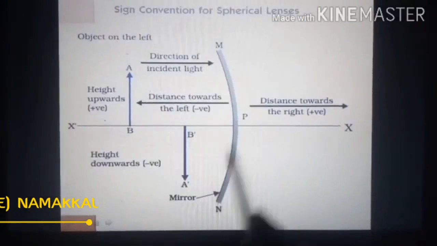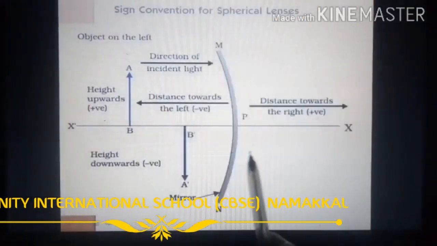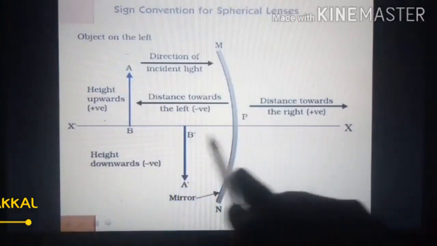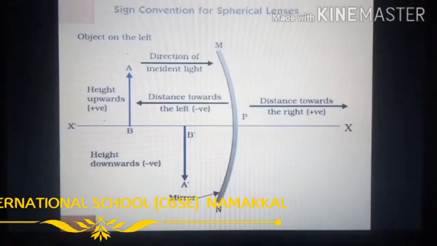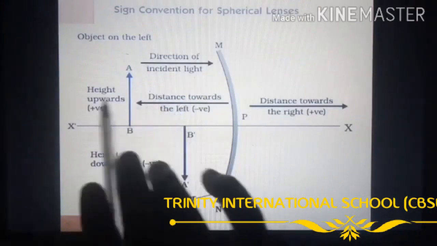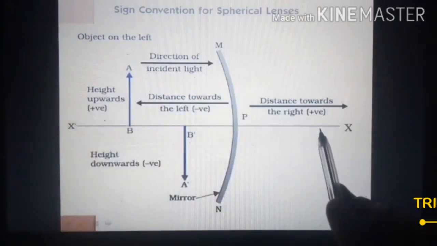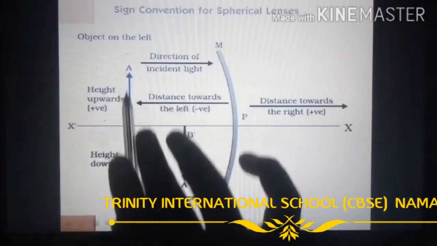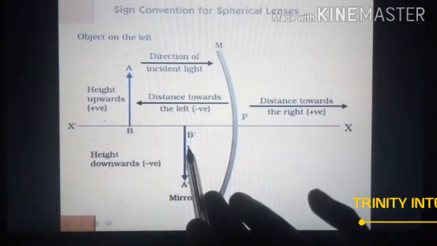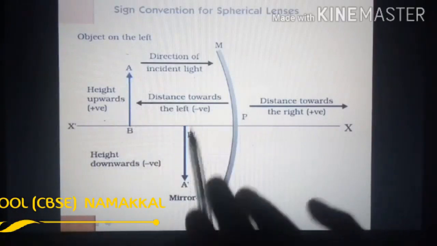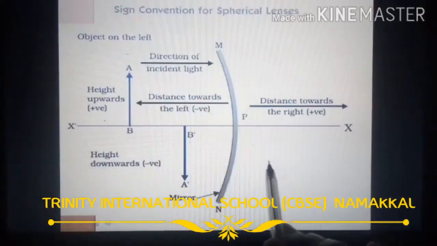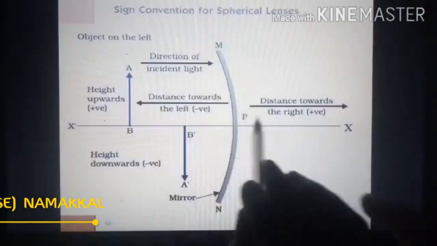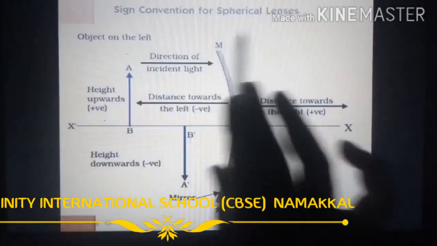Next, the sign convention for spherical lenses. Sign convention applies to u, v, the height of the image, the height of the object, and the focal length. u is the object distance, v is the image distance, h is the object height, h dash is the image height, and f is the focal length. For these five quantities we have to consider a sign convention. It is similar to that for spherical mirrors, and the same formulas are applicable to spherical lenses.